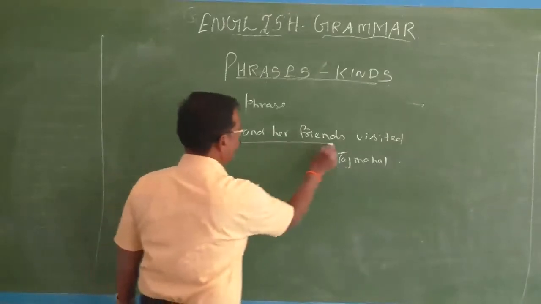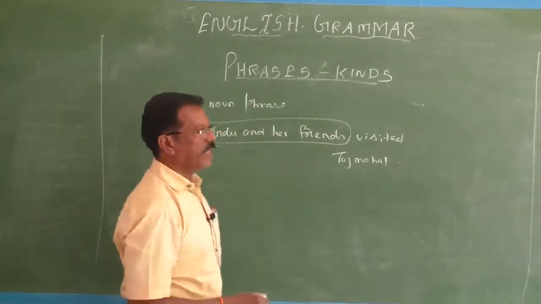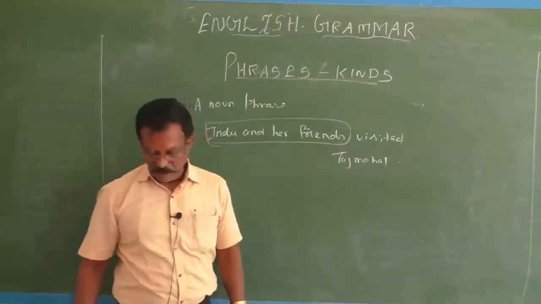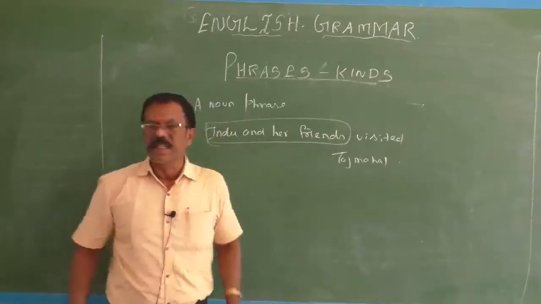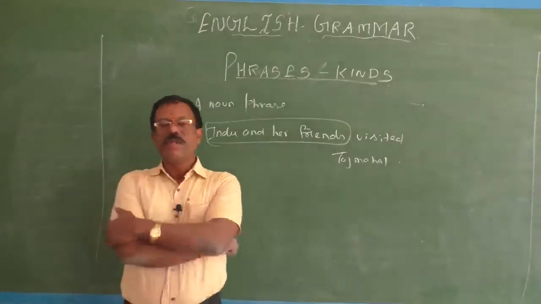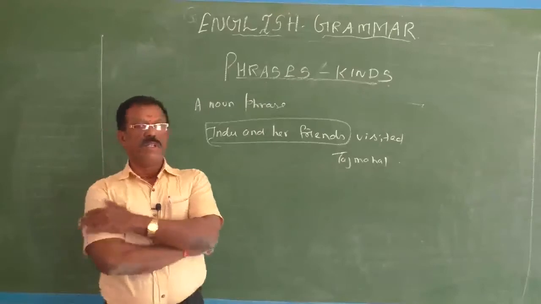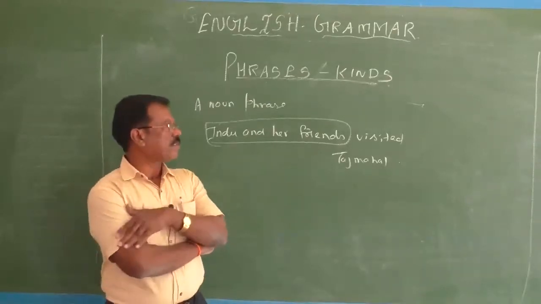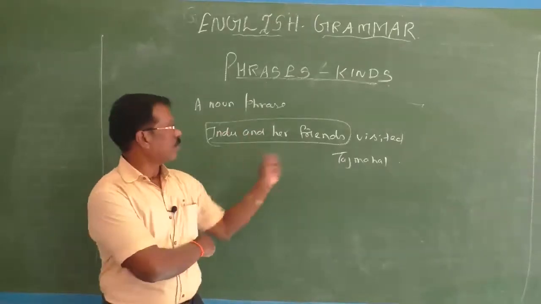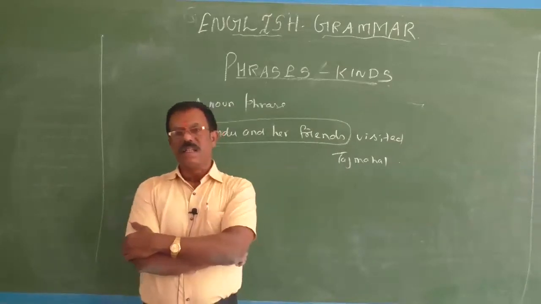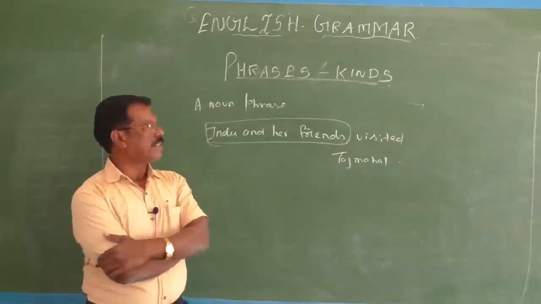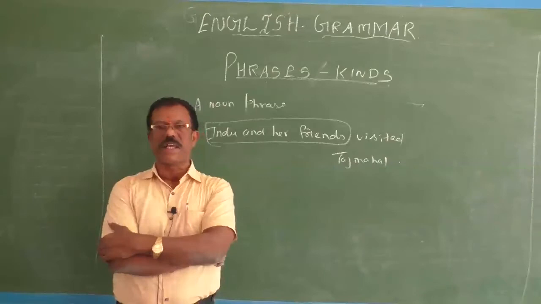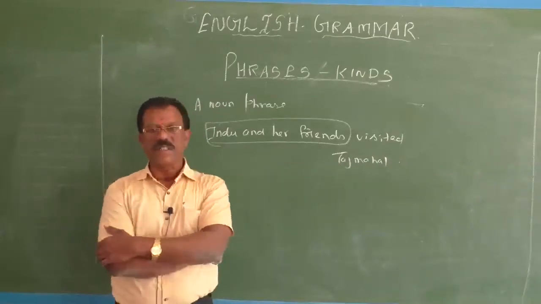Here, Hindu and her friends is a noun phrase. Hindu is a proper noun, and in her friends, her is a possessive adjective and friends is a noun. So here we have used post modifiers. The total group Hindu and her friends constitutes a noun phrase. Here this noun phrase is used as the subject of a sentence: Hindu and her friends visited Taj Mahal.